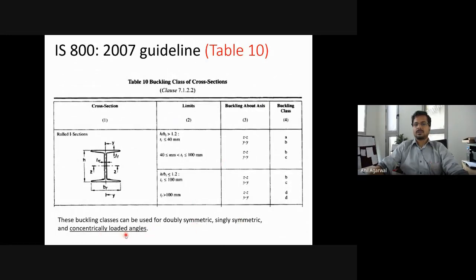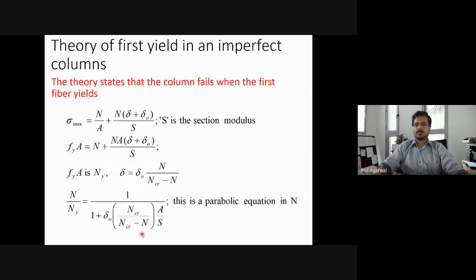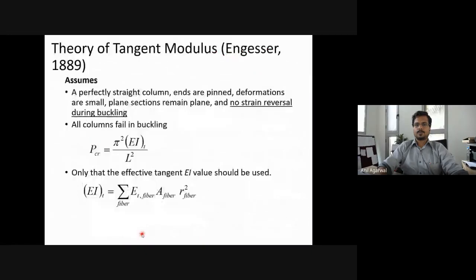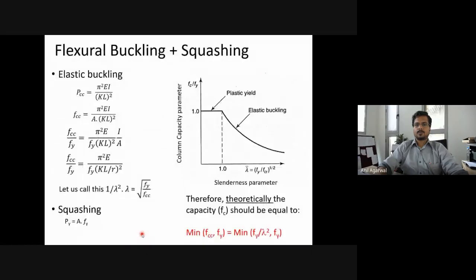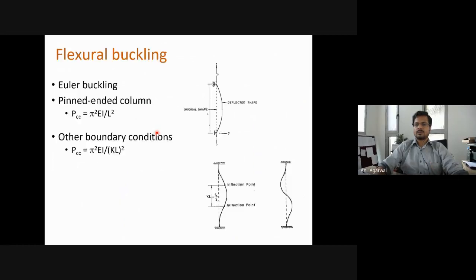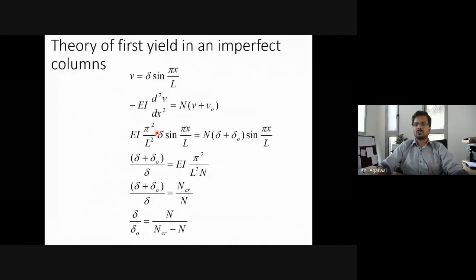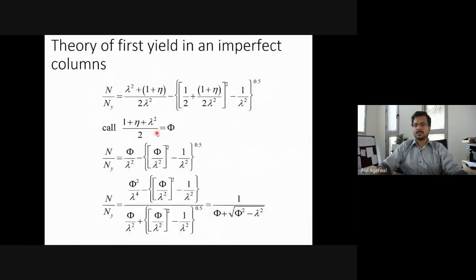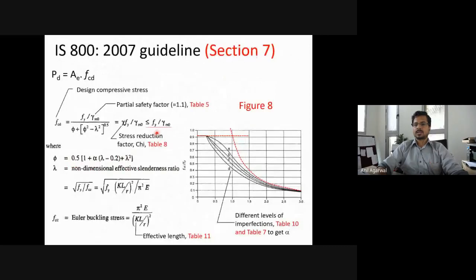That is, even concentrically loaded angles also. So a concentrically loaded equal-legged angle is a singly symmetric cross section, which can undergo flexural buckling about one axis, but flexural-torsional buckling about the other axis. But even for those columns, the code allows you to use this equation about both axes, flexure and flexure about both axes.